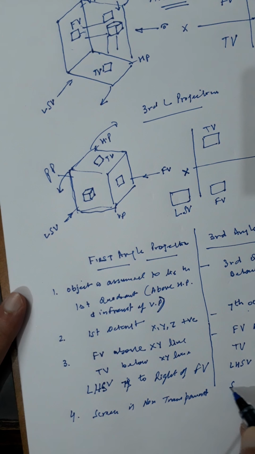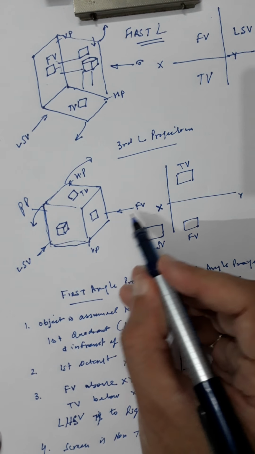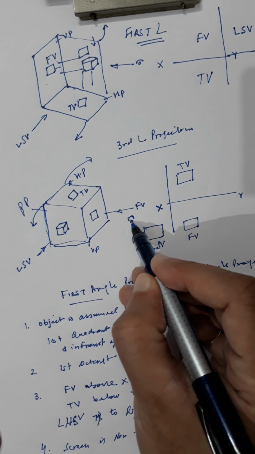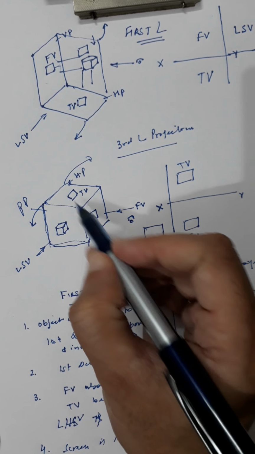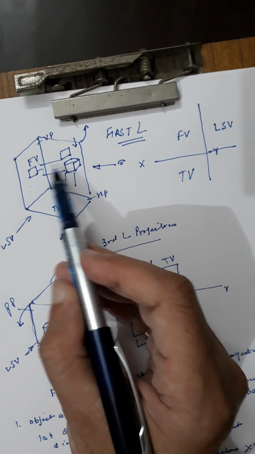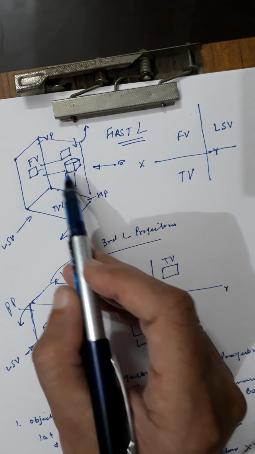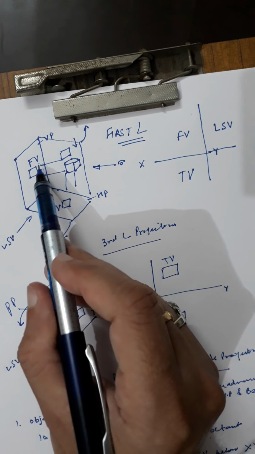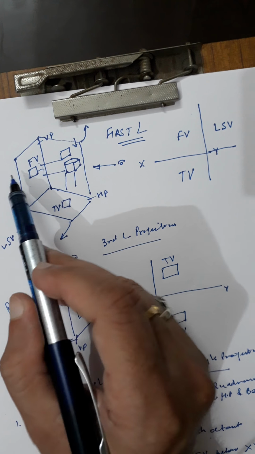So here the screen is transparent in the third angle, so that it is visible to this viewer. The viewer is always on this side. So in the third angle it is only visible if it is transparent. Both HP and VP are transparent. Whereas in this case, because it is in front of the vertical plane, the object is visible. Then it needs to be non-transparent, so that it is projected here. If it is transparent, then it cannot be projected.